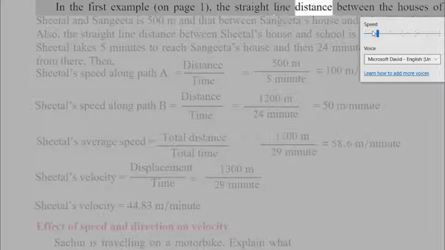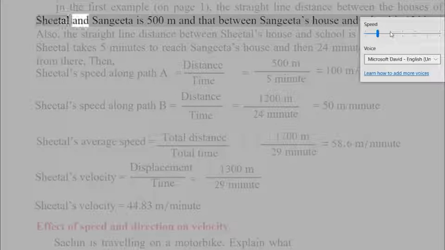In the first example, on page 1, the straight line distance between the houses of Sheetal and Sangeeta is 500 m and that between Sangeeta's house and school is 1200 m.